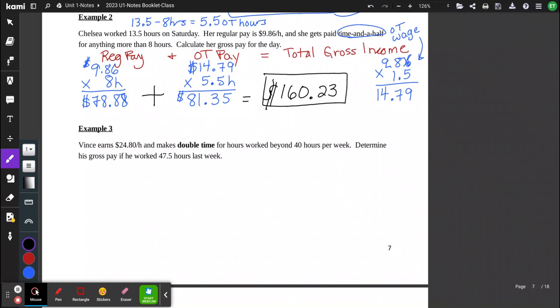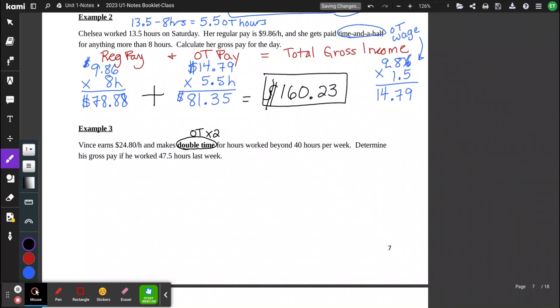All right, the next one is going to be done very similarly, only this time they're telling us very specific. They're not getting a shift premium and they're not making time and a half. This one says they're making double time. So instead of timesing by 1.5, what would I multiply by if it says double time? Double, 2, exactly. So this means the overtime is times 2. That's what that means.